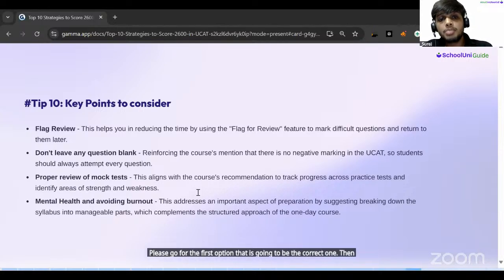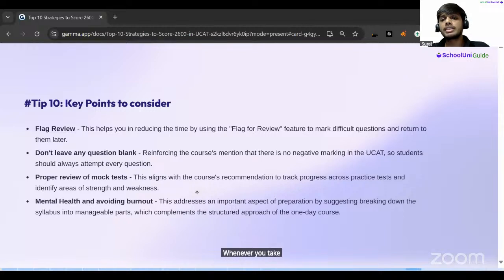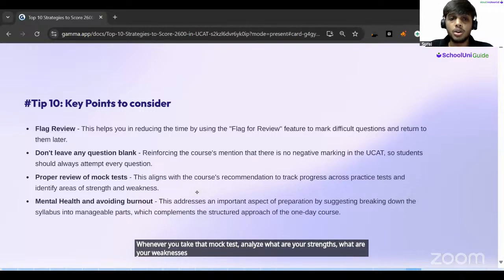Then there should be a proper review of the mock tests that you will be taking for practicing for such types of examinations. Whenever you take a mock test, analyze what your strengths are, what your weaknesses are, and where you need to work. Then comes mental health and avoiding burnout.